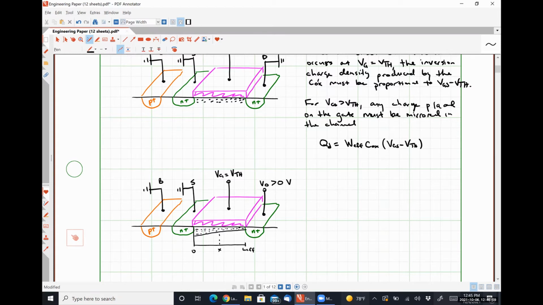We could say that our linear charge distribution as a function of position is now going to look like W effective times Cox times VGS minus the potential at location X minus our threshold voltage.